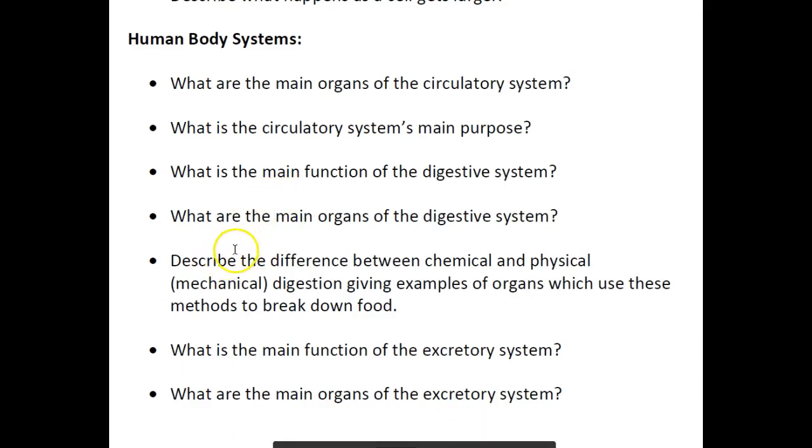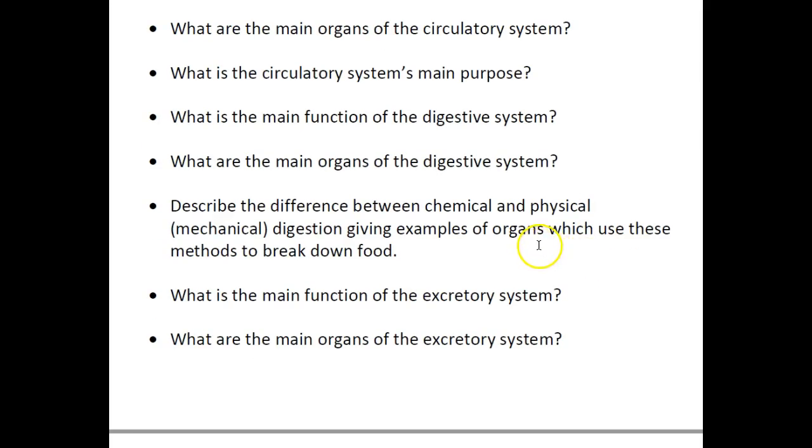Let's go on to the next one. Describe the difference between chemical and physical digestion. Give an example of organs which use the method to break down food.